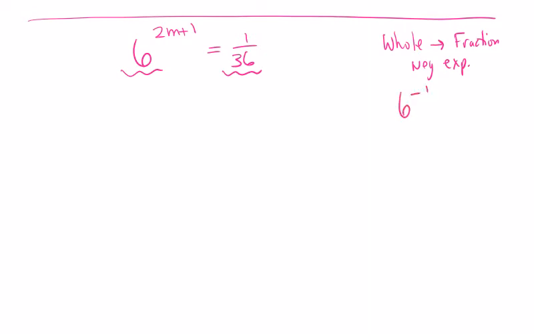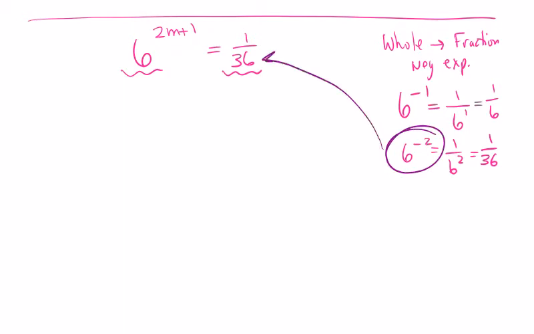So what is 6 to the negative 1? 6 to the negative 1 is 1 over 6 to the first, which is just 1 over 6. 6 to the negative 2 is 1 over 6 squared, which is 1 over 36, which is what we're looking for. So that means we are going to put 6 to the negative second in place of 1 over 36.